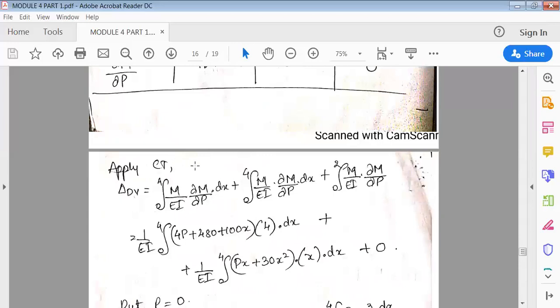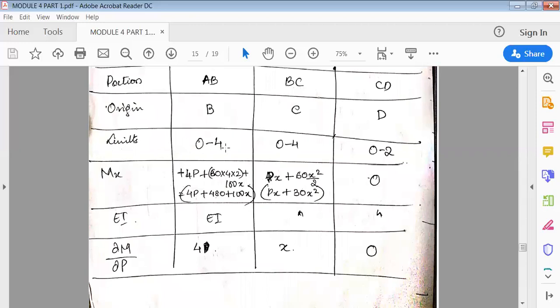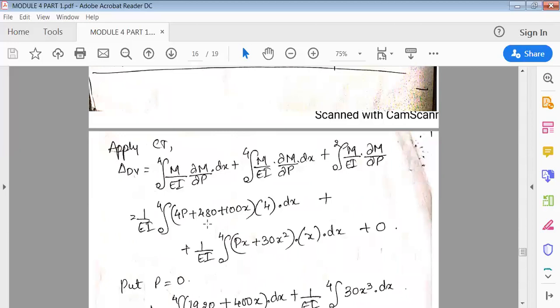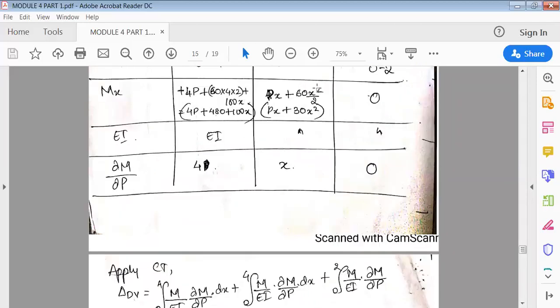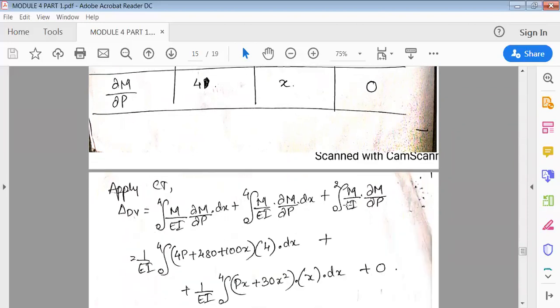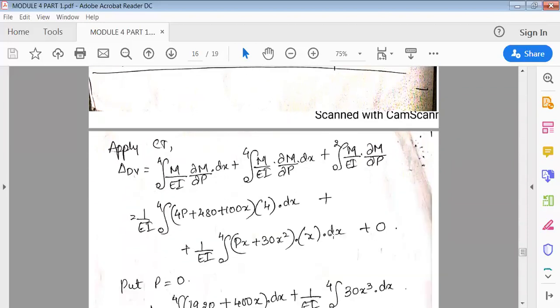Again, when you apply Castigliano's theorem, it is delta dV, because you're finding the vertical deflection at point D. So 0 to 4, M into dou M by dou P. Again the same, next 0 to 4, M into dou M by dou P, and for the next there is no need to write because it is 0. So I'll just write 0.